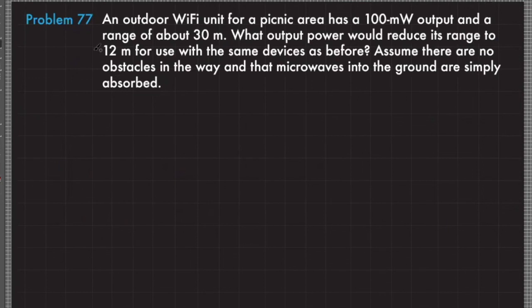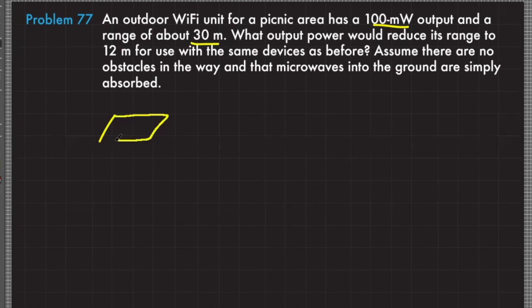This problem is from OpenStax's University Physics Volume 2, section about electromagnetic spectrum, problem 77. An outdoor Wi-Fi unit for a picnic area has a 100 milliwatts output and a range of about 30 meters. What output power would reduce its range to 12 meters for use with the same devices as before? Assume there are no obstacles in the way and that microwaves into the ground are simply absorbed, meaning to say they are not reflected. Let me draw the system.